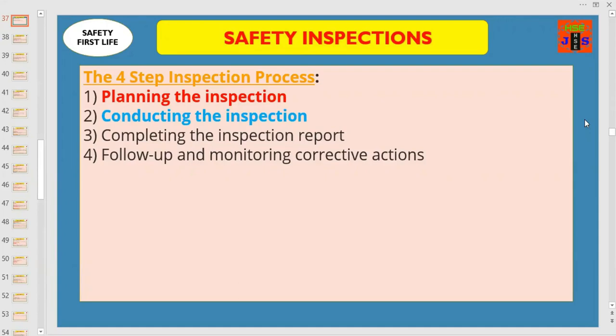There are four steps in the site safety inspection process. Step number one, planning the inspection. Step number two, conducting the inspection. Step number three, completing the inspection report. And step number four, follow-up and monitoring corrective actions.